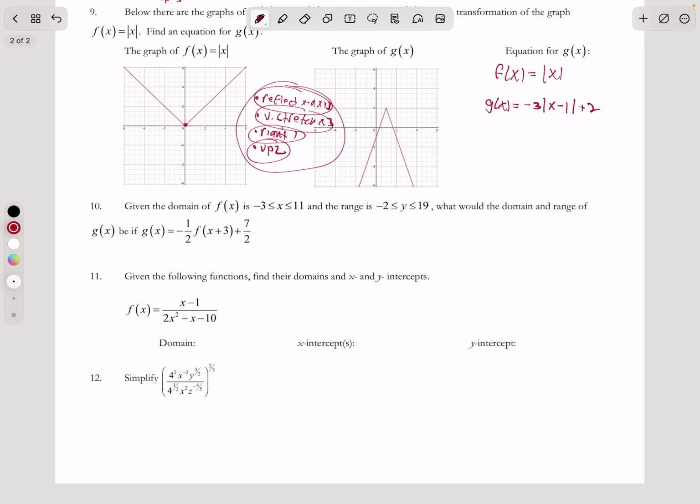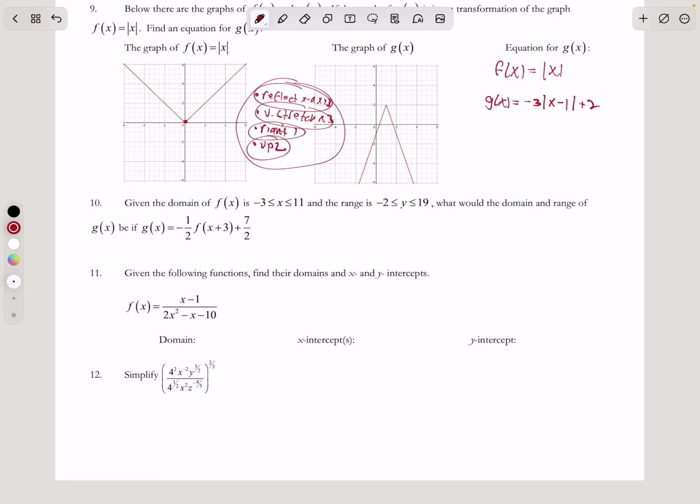Okay, there's 2 more to go. Given the domain of a function is listed as follows, remember that, and the range is as follows, what would the domain and range of g of x be if this is the g of x transformed function? So if you remember in class, we talked about that this horizontal transformation should be accounted for. And we're going to replace the x in the original domain with the argument in the new function and solve for x. For us, it's as simple as just subtracting 3 from both sides, and this is our new domain of g of x.